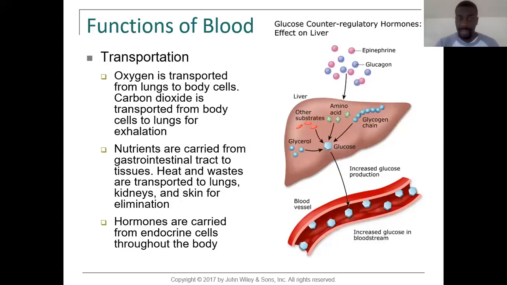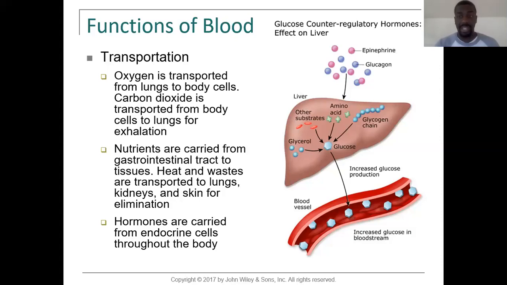Okay? Now, as the blood delivers that oxygen to different places, it's also going to be able to pick up carbon dioxide from those same body cells, deliver it back to the lungs, and then from there we're able to exhale that carbon dioxide. Okay. So oxygen and carbon dioxide transportation is going to be one of the most important functions of the heart, or sorry, of the blood.